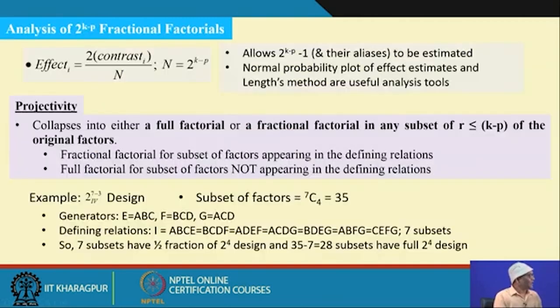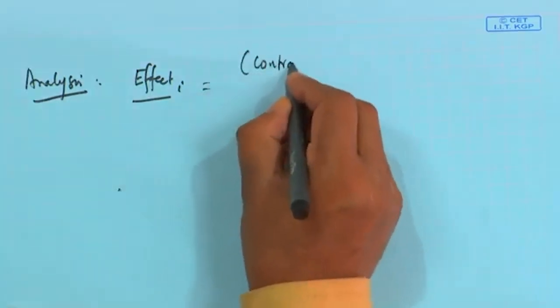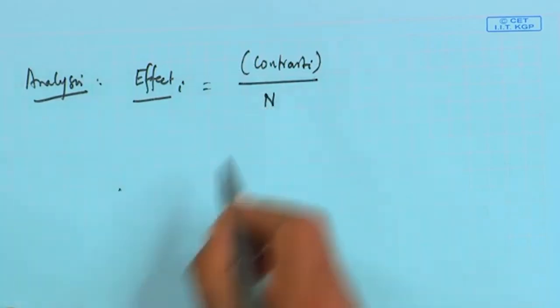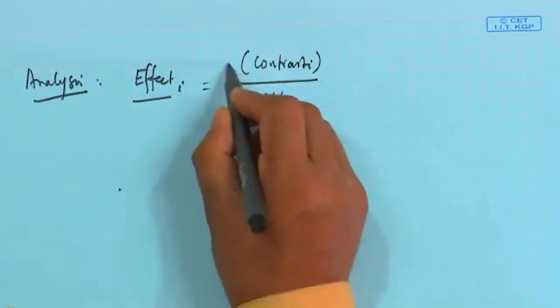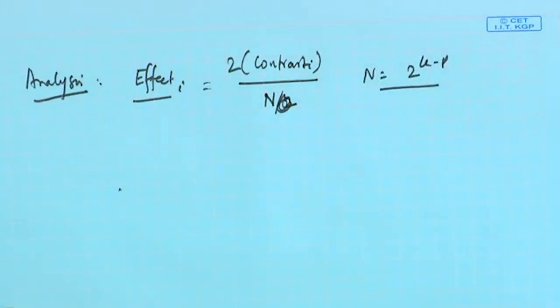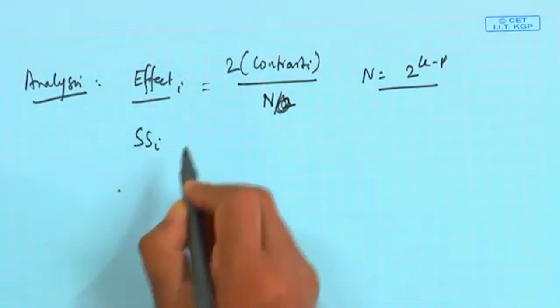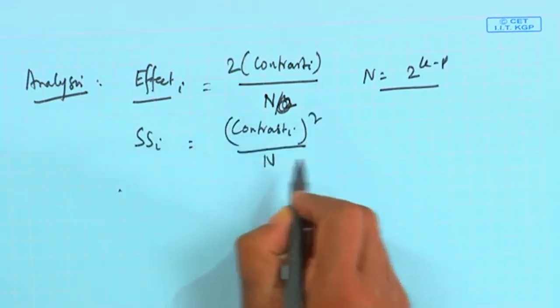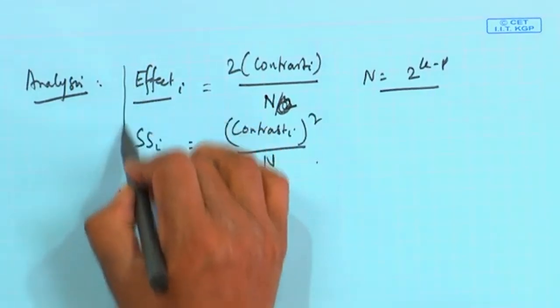Now, I will explain the second part, which is analysis. Under analysis, you first find the estimate of effect. For effect I, all of you know this is the contrast I divided by n by 2, or the other way you can write it, 2 times contrast I divided by n, where n in this case is 2 to the power k minus p. Another quantity you will be interested in is the sum of squares of I, which will be contrast I squared divided by n. These are the things you need to compute.